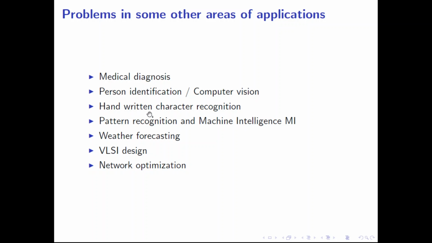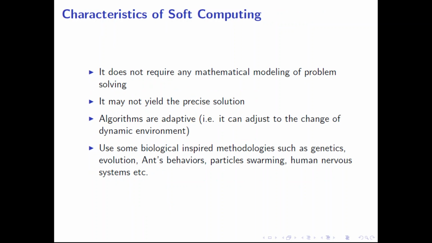Similarly, take character recognition. Somebody may write A in one style, somebody may write A in a different style. So the character recognition software can only work based on probability. It cannot say anything precisely. Similarly, pattern recognition, weather forecasting, VLSI design, network optimization, all these are problems where precise solutions cannot be provided. So you cannot go for hard computation for these types of problems. This is the reason why we are discussing something called soft computing.